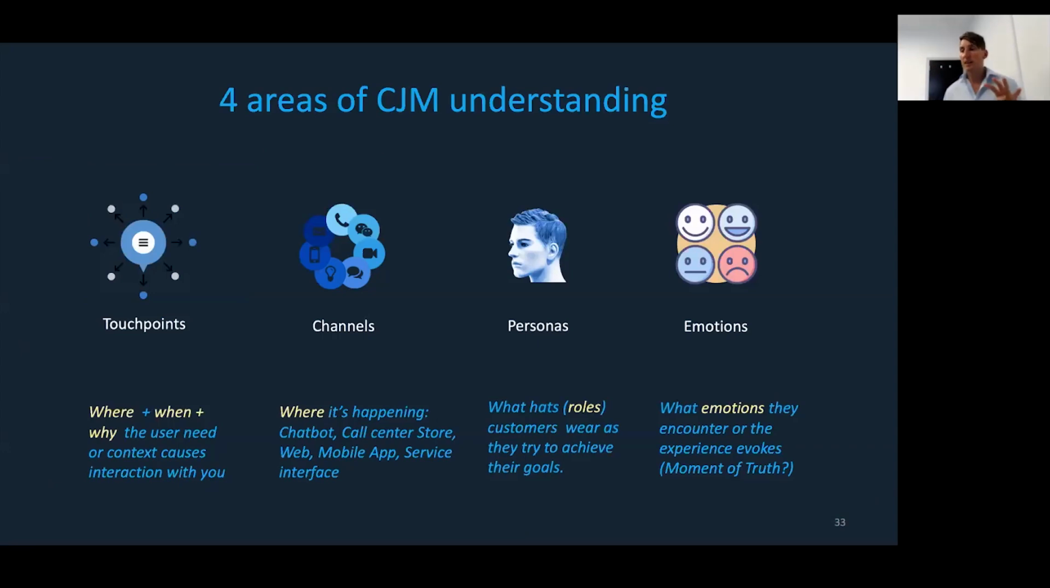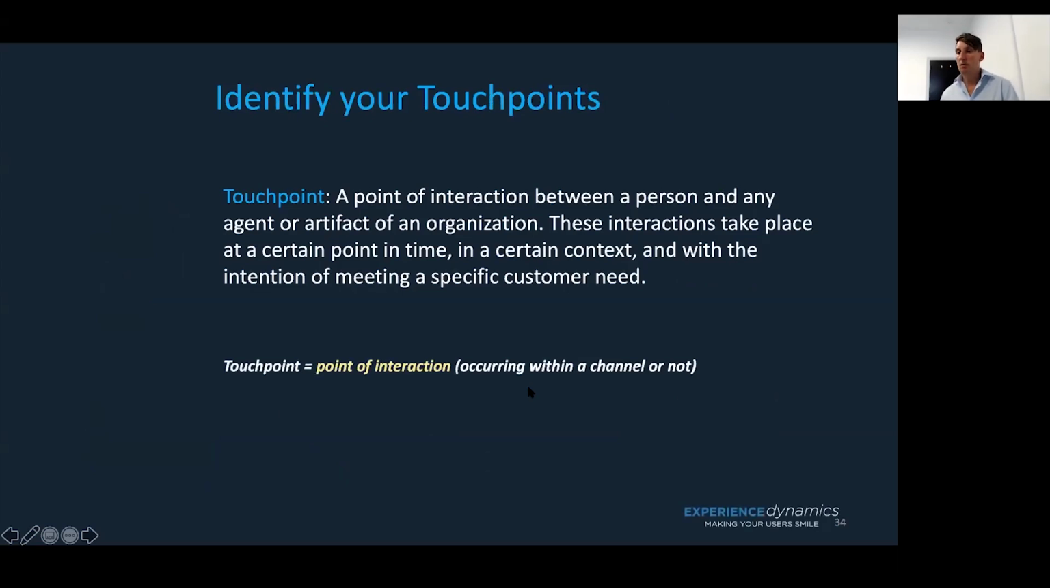There are 4 areas that I want you to pay attention to in your journey maps. Those 4 areas are touch points: when, where, and why the user or context causes that interaction with you, the company. The channel, where it's happening. Is it the call center? Is it a chatbot? The persona: what problem are they trying to solve? What role? And what emotions do they encounter as they're solving it? Let's talk a little bit more about those.